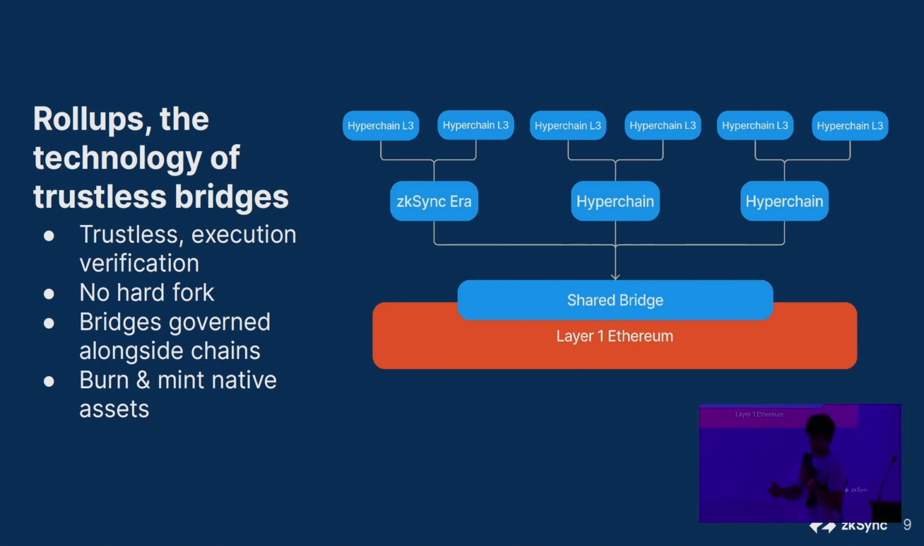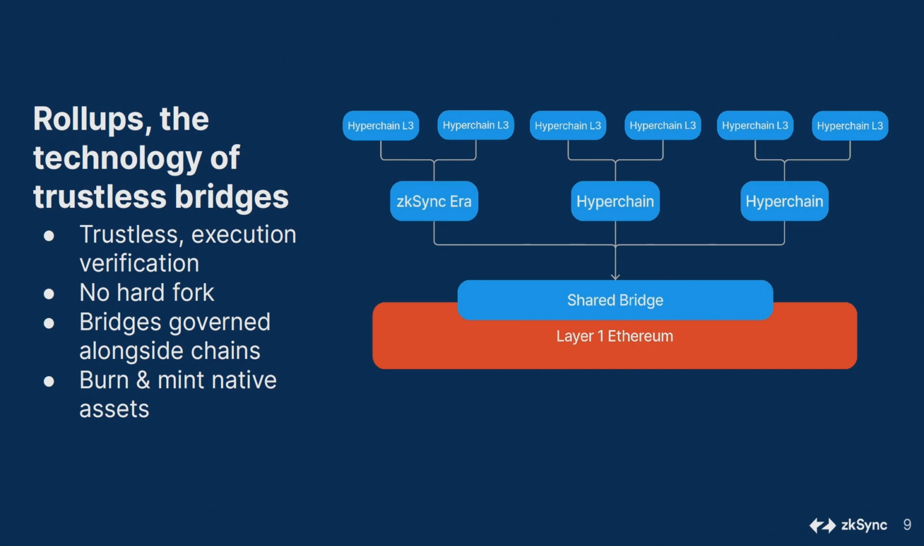The bridges are trustless as execution is verified using cryptography. There cannot be hard forks as the bridges are enshrined. So what the layer 1 says about the state of the chain, that's the state of the chain. Similarly, the bridges are governed alongside the chains on a smart contract in L1 usually. So if the bridge is hacked, then the governance can interfere. And finally, assets can be burned and reminted natively between the hyperchains. So this is what hyperbridges are.